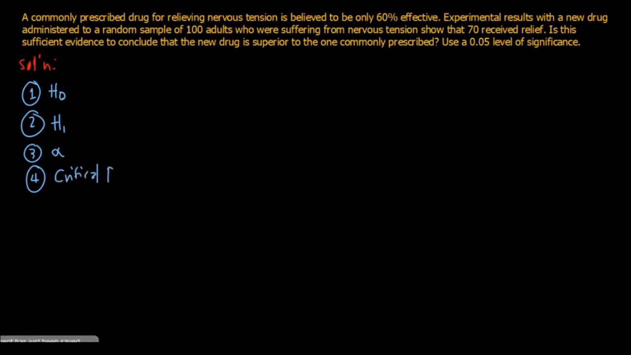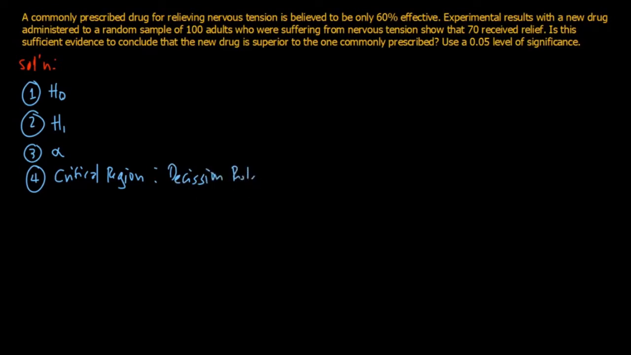Okay, so let's just write here the solution. The very first thing to do is for us to establish the steps on how to solve this one. The first step is to write our null hypothesis. The second step is to write also the alternative hypothesis. Then we will have our alpha or our level of significance. We will write that one. Then we will have our critical region, wherein we are going to state our decision rule.